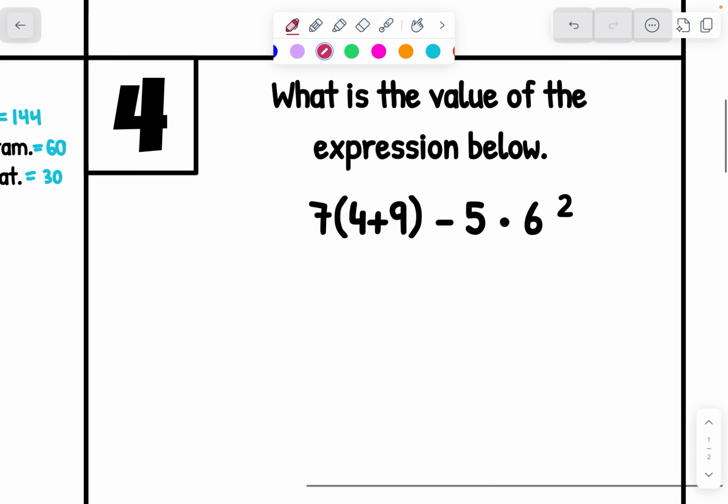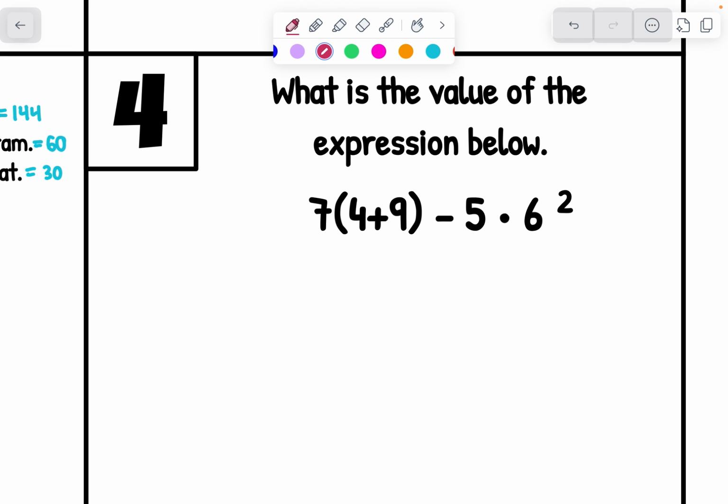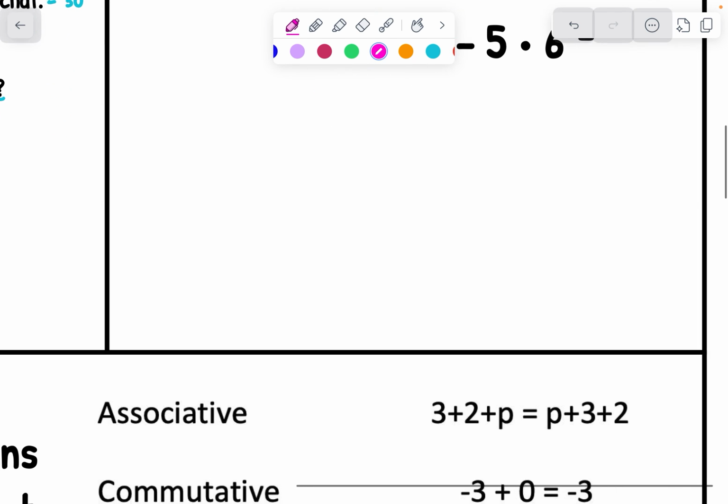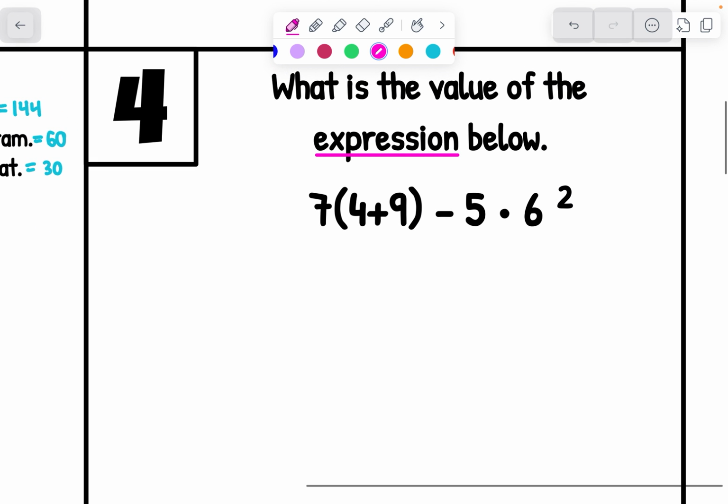All right. What is the value of the expression below? Ooh, kind of a hint here. Remember, expression means that there's no equal sign. Remember, it's like an incomplete sentence. But just a recall so we don't forget that. So let's go ahead. I'm going to write out my GEMDAS.